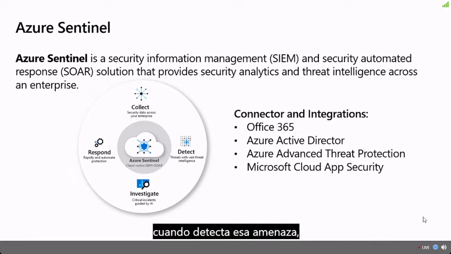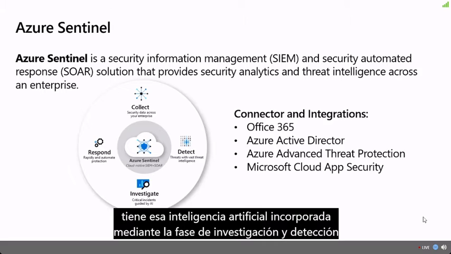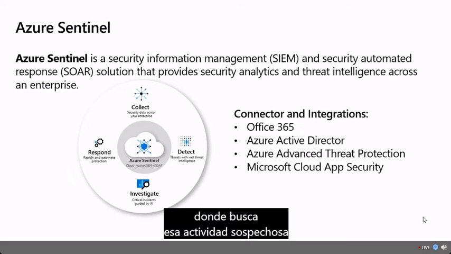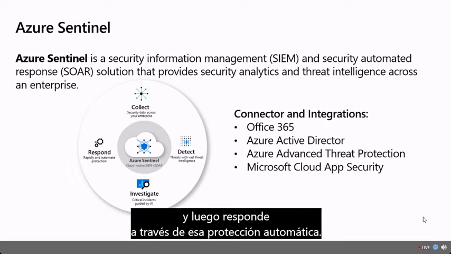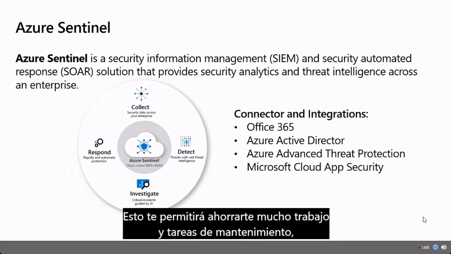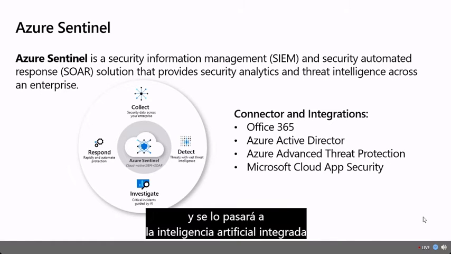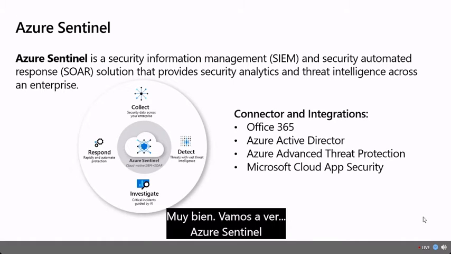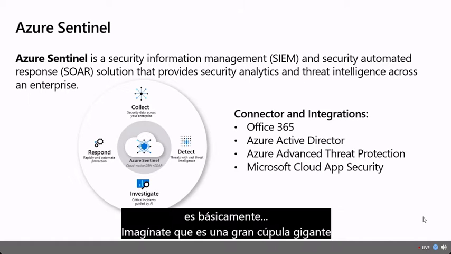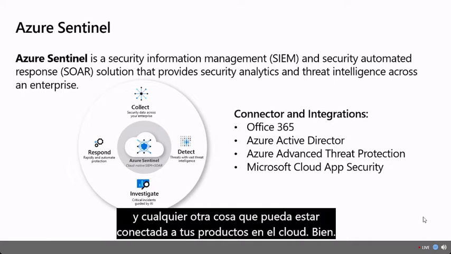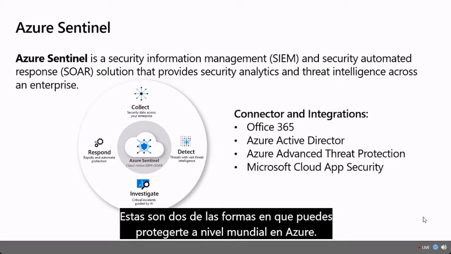Now, once it detects that threat, it has that AI built in through the investigation and detect phase, where it's looking for suspicious activity, and then it's responding through that automatic protection. So it's taking a lot of that work and maintenance off your desk and moving it towards the artificial intelligence that's built into Azure Sentinel. All right, so just know that Azure Sentinel is basically, imagine, a big giant dome protecting your entire enterprise and any other thing that might be connected to your cloud products. All right, so those are two of the ways that you can protect yourself globally within Azure.